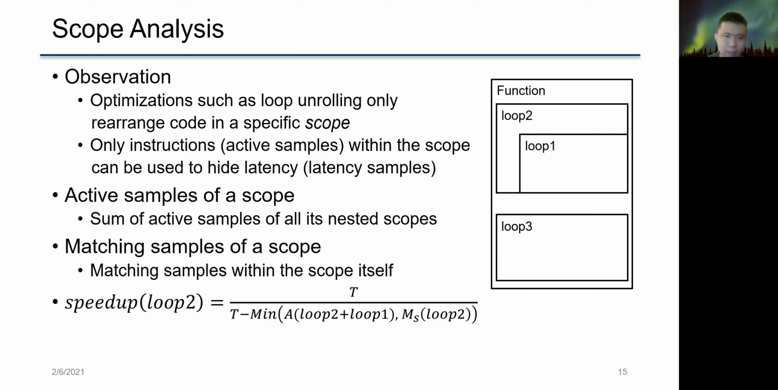In this case, we denote the active samples of a scope as the sum of active samples of all its nested scopes, and the matched samples of a scope is the matched samples within the scope itself. For the program structure on the right side, we can estimate the speed up of loop 2 as the total number of samples over the total number of samples minus the minimum of the active samples of loop 2 and loop 1 and the stored samples in loop 2.